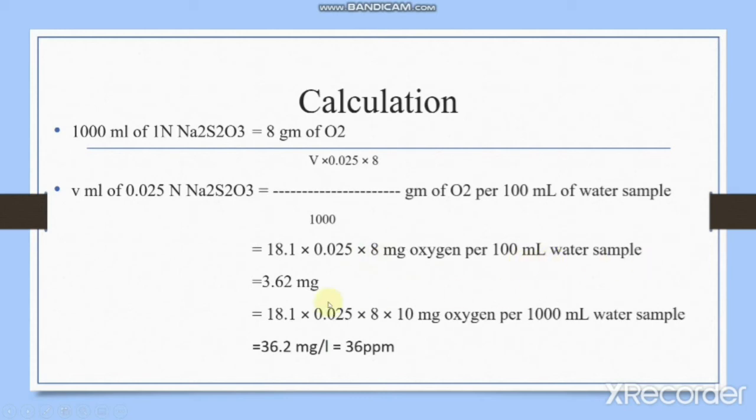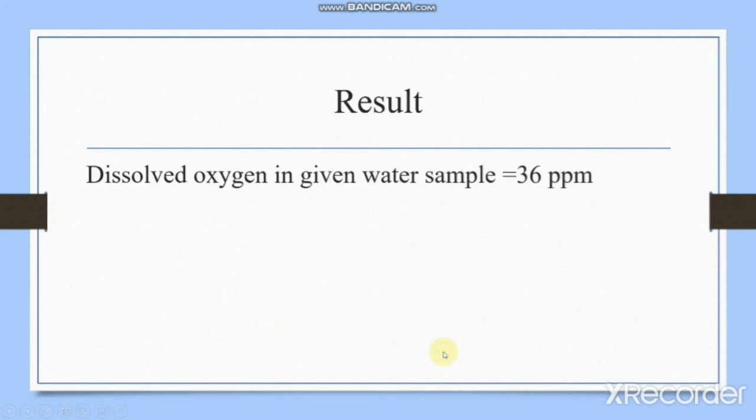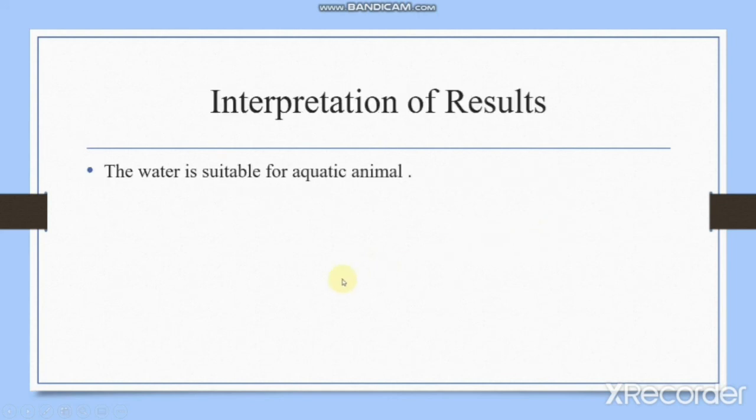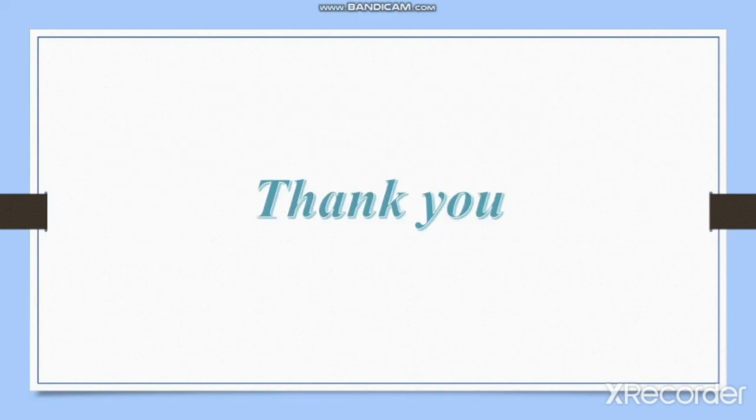Which is equal to 3.62 milligram, that is 18.1 into 0.025 into 8 into 10 milligram oxygen per 1000 ml of water sample. For 100 ml, that is 3.62 milligram. Therefore, for 1000 ml, that is 36.2 milligram per liter. That is 36 ppm. Dissolved oxygen in the given water sample is equal to 36 ppm. Therefore, the water is suitable for aquatic animals. Thank you.